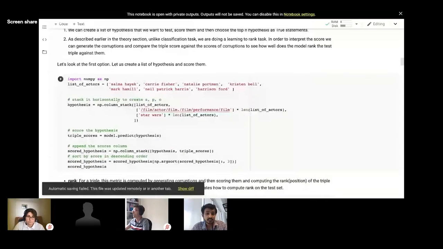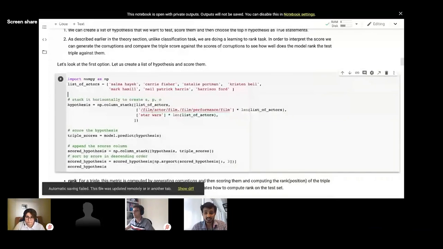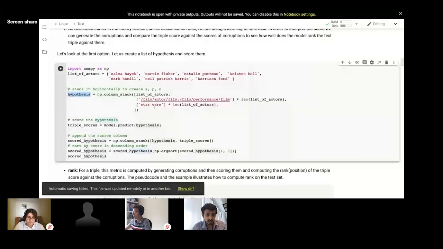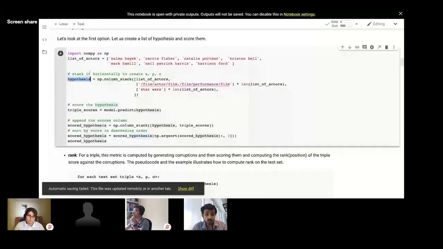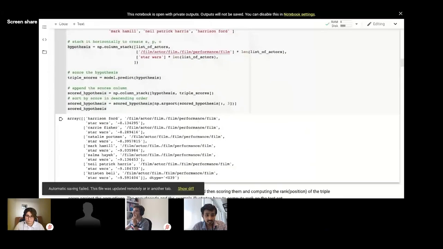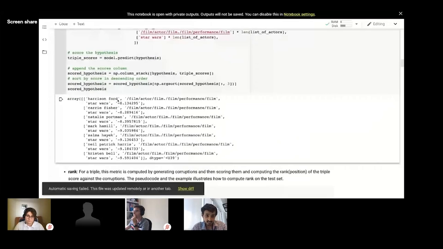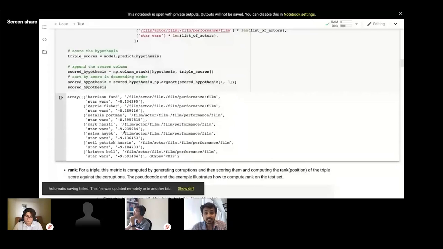For example, I want to find, amongst all these actors that I have, who acted in Star Wars. Let's say I don't know anything about Star Wars and I just have this list of actors. So I'd generate a hypothesis like this: actor acted in Star Wars. I'll use this list of actors and I'll use model.predict to predict the scores. Once I have the scores, I'll sort them. As you can see, you now have a sorted list of the hypotheses that I generated. The top four predicted here are from Star Wars. Mark Hamill was Luke Skywalker, and then you have Han Solo and so on. So this is one way in which you can use it. You can create your own set of hypotheses, score them, sort them, and then choose the top N triples to be true triples. So this is one way.